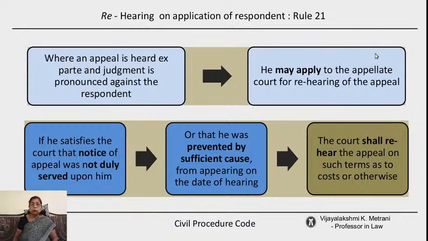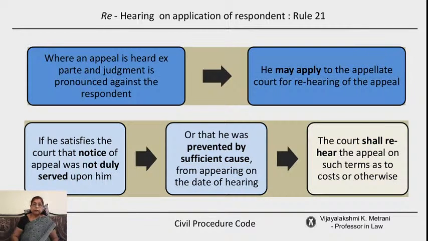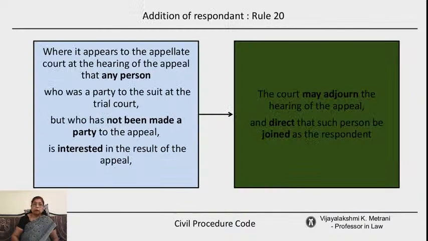There is one more Rule, Rule 20, that is, suppose when the appeal comes before the court, it finds that there is some person who was a party to the suit in the trial court and he has not been made a party to the appeal. Now that person is not a party and he is having an interest in the result of the appeal.